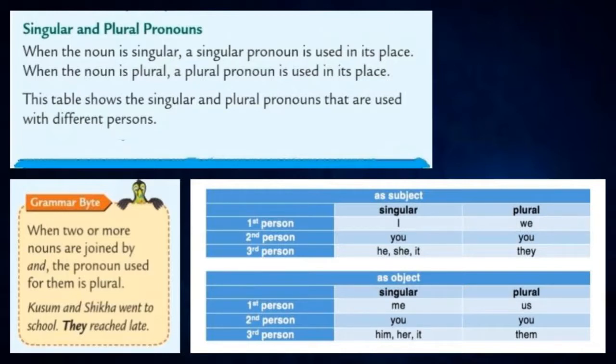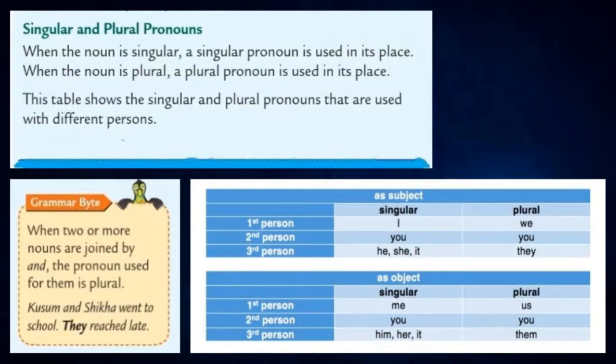When the noun is singular, a singular pronoun is used. When the noun is plural, a plural pronoun is used. Okay, students, keep it in your mind. When the noun is singular, we should use a singular pronoun. When the noun is plural, we should use a plural pronoun.